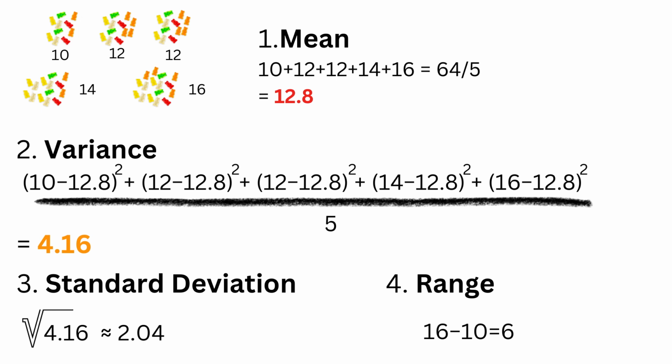Step 2. Calculate the variance. First, find the difference between each number and the mean. Square each of those differences. Add up all the squared differences. And finally, divide the sum by the total number of bags. Step 3.